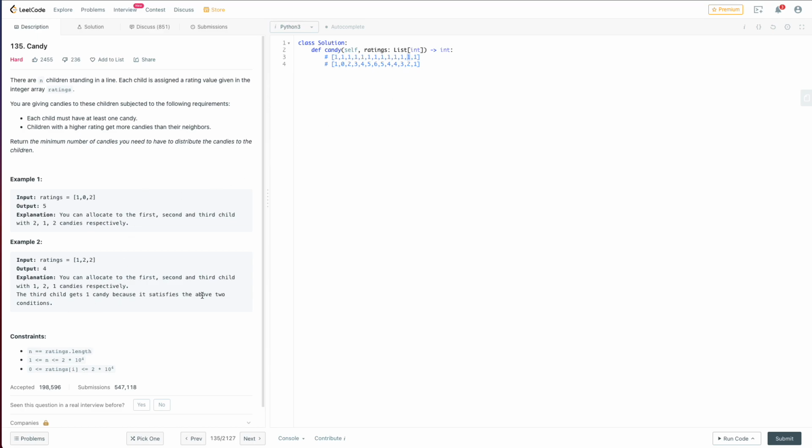The third child gets one candy because it's not higher than its neighbors. I see. So if you're bigger than at least one of your neighbors, then you get an extra candy. So, for example, here it's like I'm not bigger than 1, and then maybe 2 is bigger than 0, 3 is bigger than 2, and 5 is not bigger than 6.